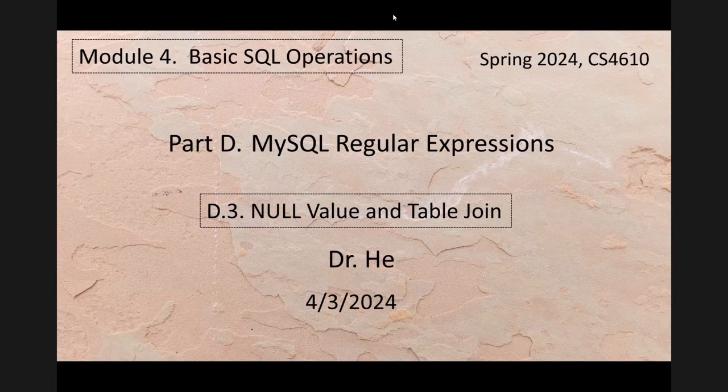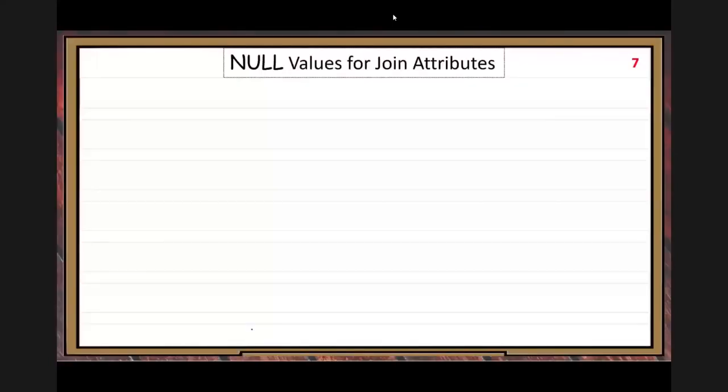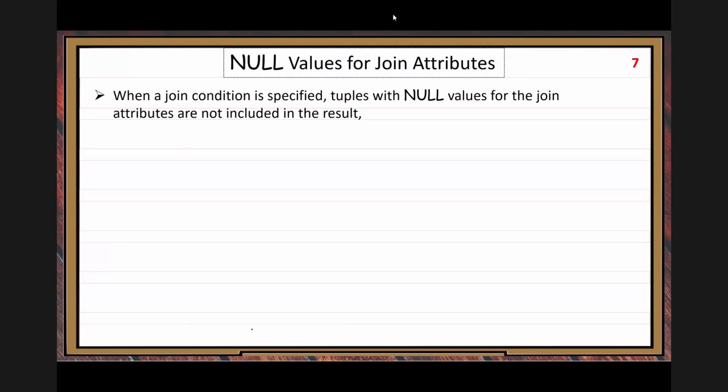All right, then the last topic of today, null value and the table join. We learned a little bit about null values. Null value for join attributes: when a join condition is specified, tuples with null values for the join attributes are not included in the result.